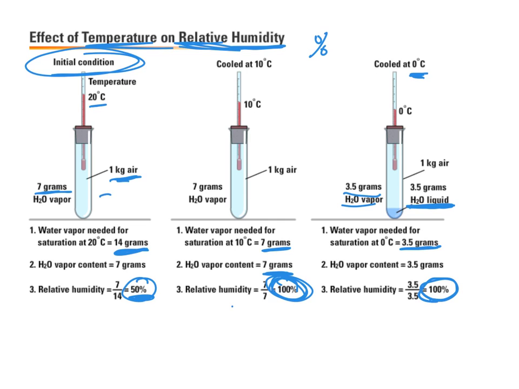But notice here we were at 50% humidity. Here we have 100%, we're saturated. Here we're at 100% saturated, but we also had 3.5 grams of liquid water down here in the bottom. So temperature is going to affect the amount of humidity, the absolute humidity, or the amount we can have for saturation, and that'll change our relative humidity as well.